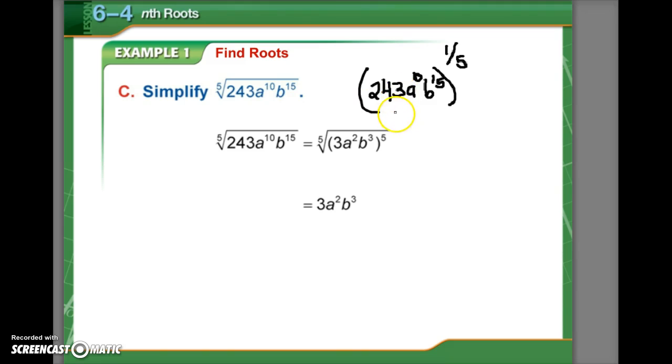Okay, so if you look up at the exponent table at the front of the classroom, I know you don't have this with you if you're at home, but the fifth root of 243 is just 3, because 3 to the 5th power is the number 243. A to the 10 to the 1/5 is 10 times 1/5, or 10 divided by 5, which is 2. B to the 15th to the 1/5 is b to the 15 over 5, which is 3. Here's our answer, 3a squared times b cubed.